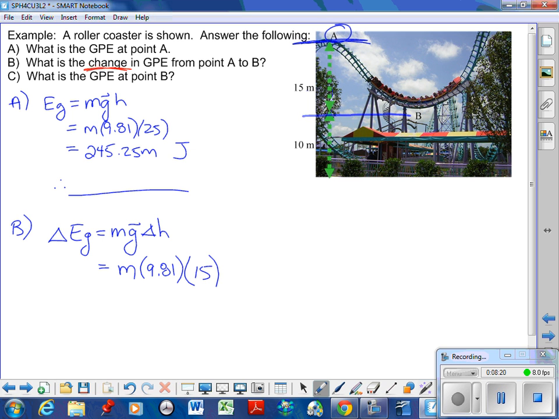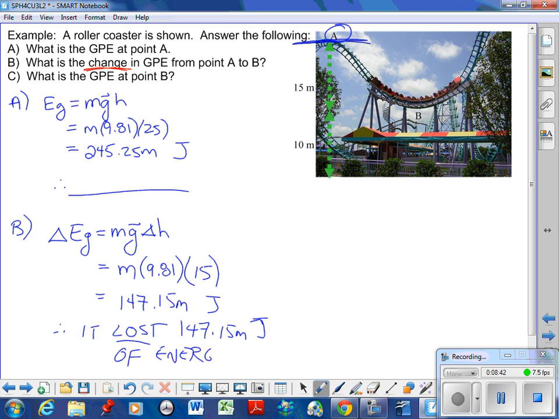So 15. Calculating that out, we get 147.15 m joules. So therefore, it lost 147.15 m joules of energy. All right, so that gravitational potential, the closer you get to the ground, the more energy you're losing through it. And C, what's the GPE at point B?